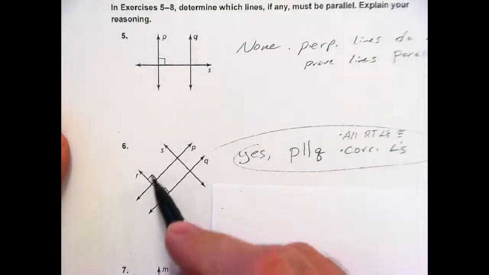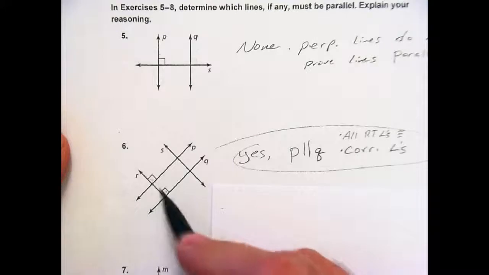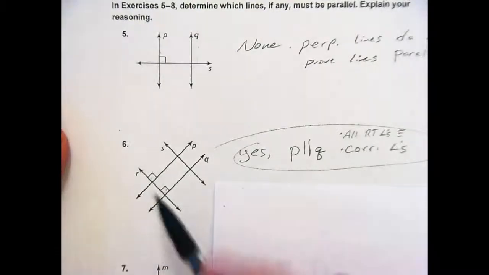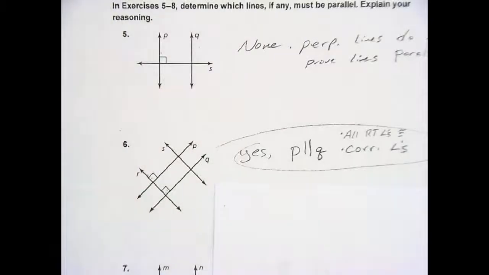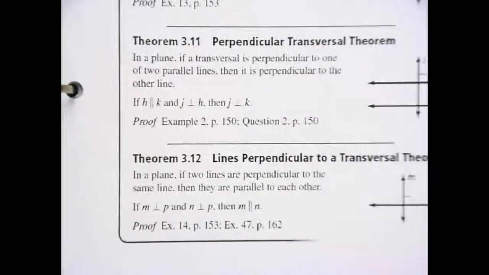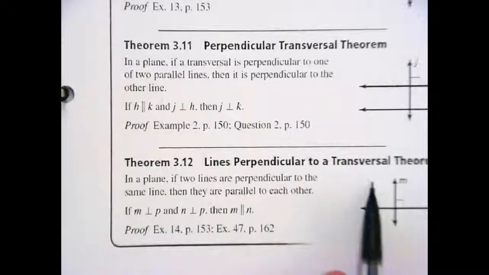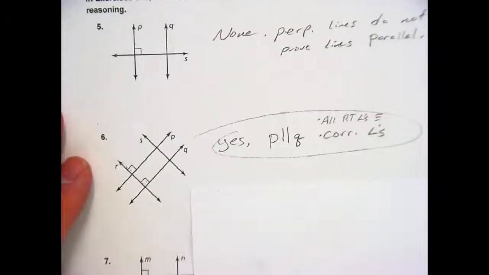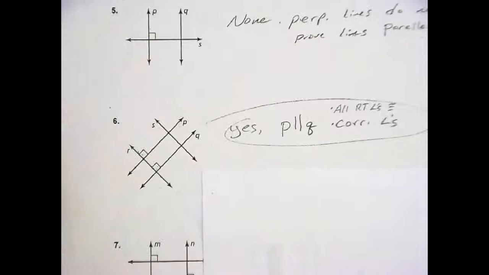Okay? Since you have these two right angles, you could actually use the lines perpendicular to a transversal theorem as well. Can you just state the theorem instead of saying the number? You cannot say theorem 3.12. You'd have to say lines perpendicular to transversal theorem, or you could use all right angles are congruent and then corresponding angles. That would be fine.